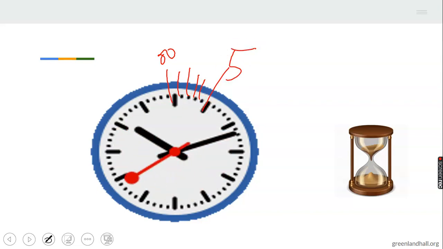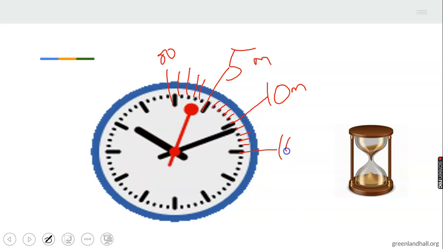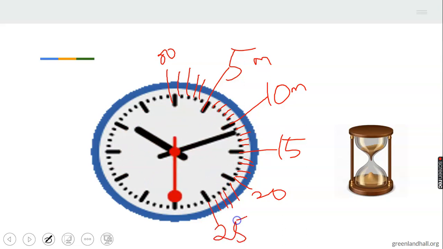Can you see that? 6, 7, 8, 9. This is what? 10 minutes. 11, 12, 13, 14, 15. 16, 17, 18, 19. This is what? 20. 21, 22, 23, 24. This is what? 25 minutes. 26, 27, 28, 29. This is what? 30 minutes.